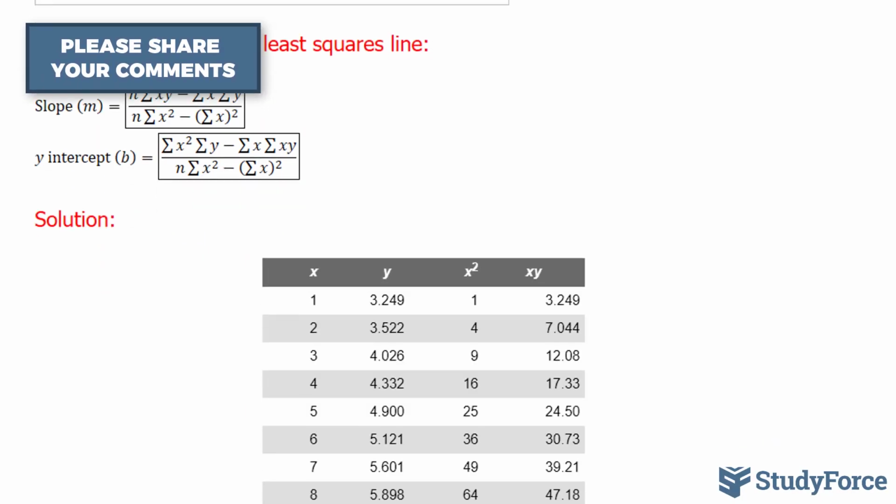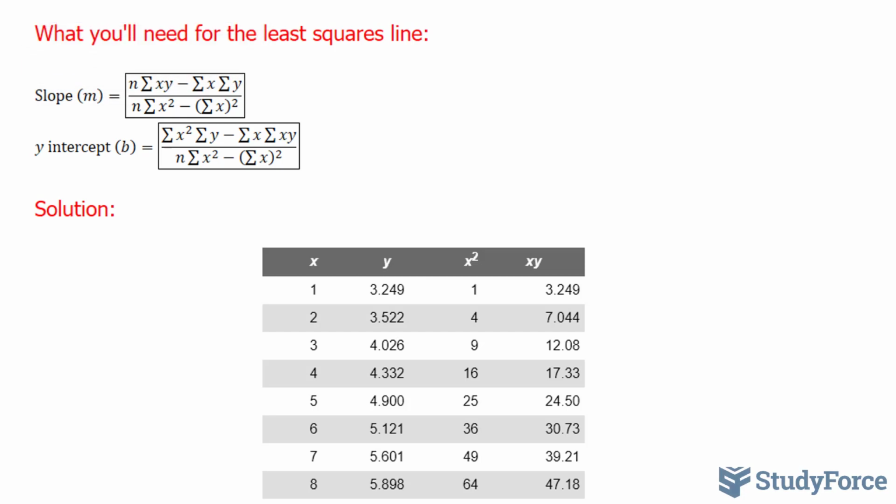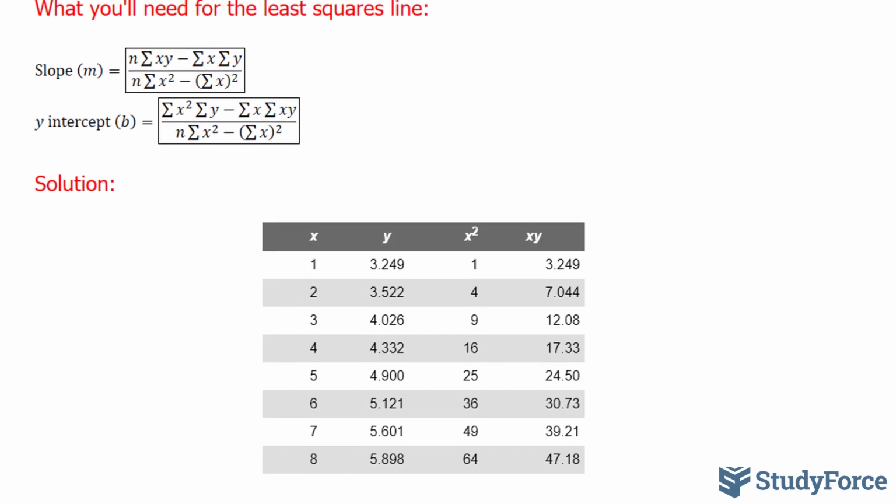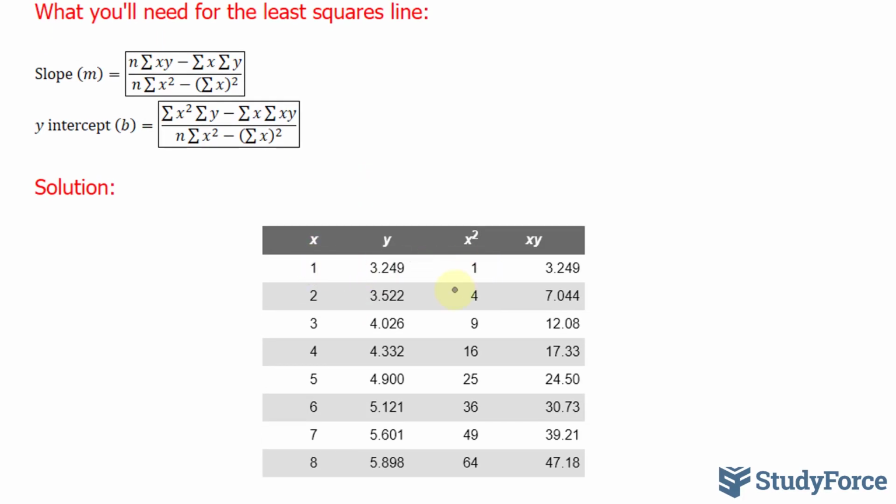So I've gone ahead and set up a table, as suggested earlier. Take a look. The first column is x, second is y, third is x to the power of 2, and the fourth is x times y. And just to go through a couple of rows with you, this is the x coordinate, that's the y coordinate. If we take 1 to the power of 2, we get 1. And if we multiply 1 times 3.249, we get 3.249. And similarly, 2 to the power of 2 is 4, and 2 times 3.522 is this product.